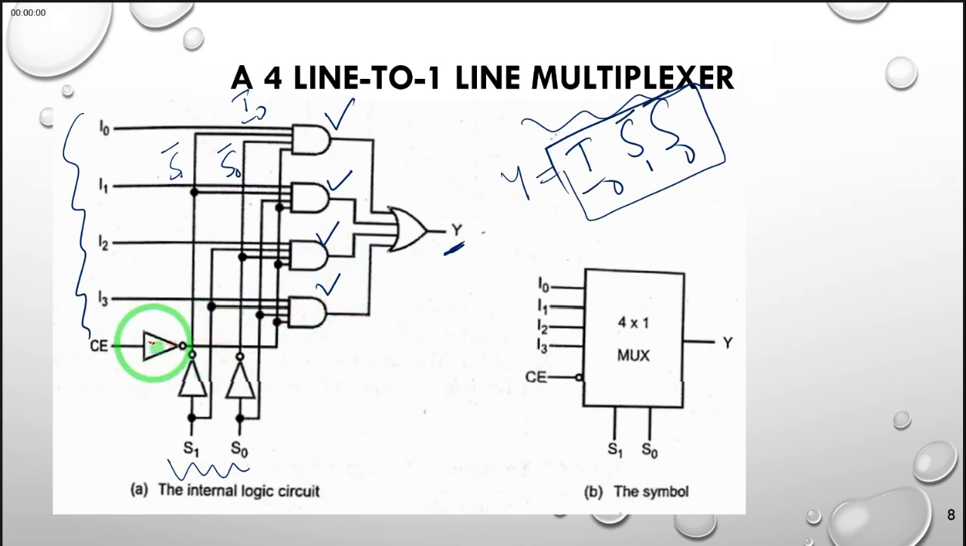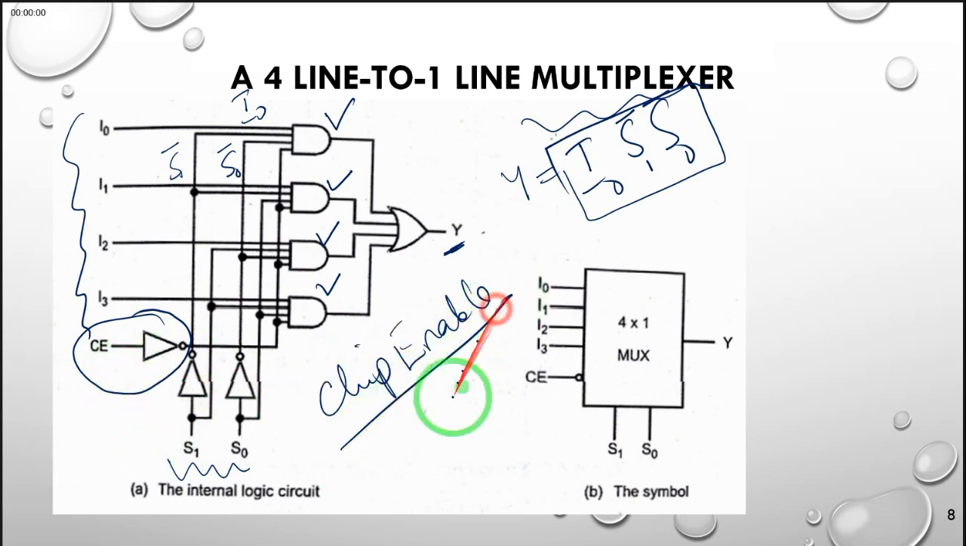representing each of the 4 possible input lines. What you'll also observe here is that we have an extra input line called CE. CE stands for chip enable, and this acts as a switch for turning on and off this multiplexer.